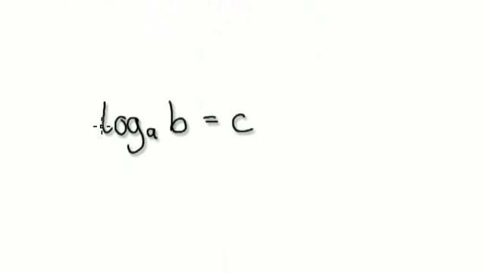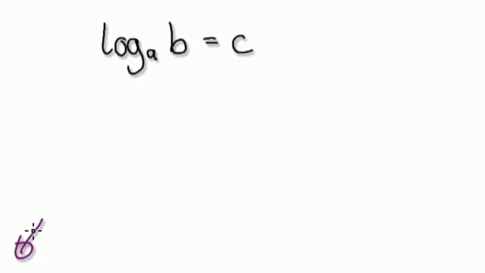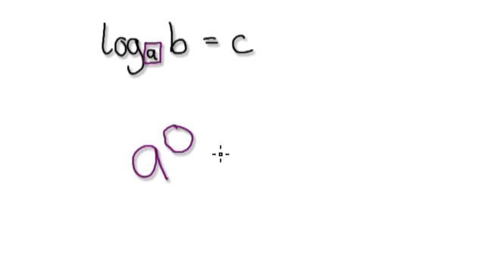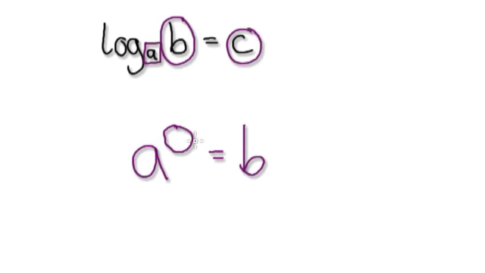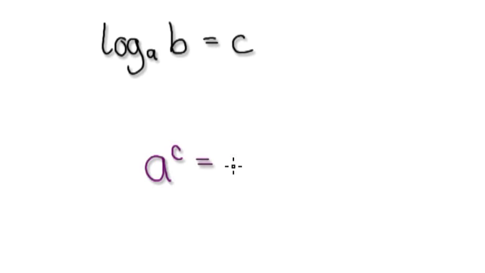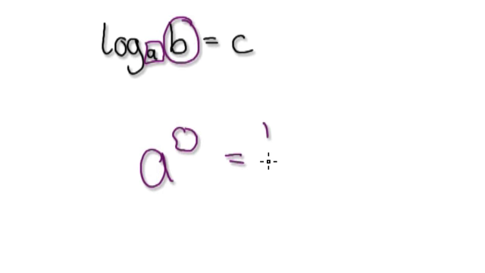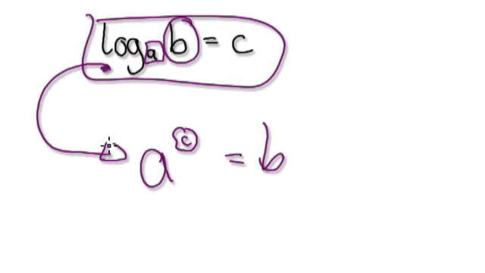Okay, next one here. Translate this. Press pause and have a go. Again, identify the base. The base is a here. So a to the power of what will give me b, and I'm looking at this as c here. So c goes into here. So when you translate this, it will be a to the power of c equals b, because first you look at this. This is your base. A to the power of what will give me b, and it happens to be c. From here you should be able to translate it to this.